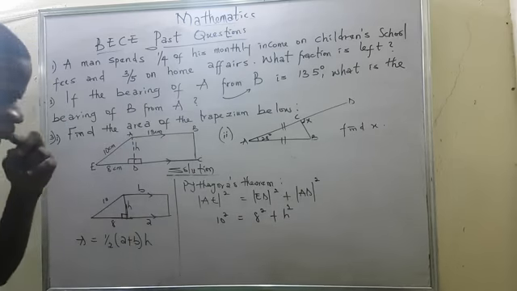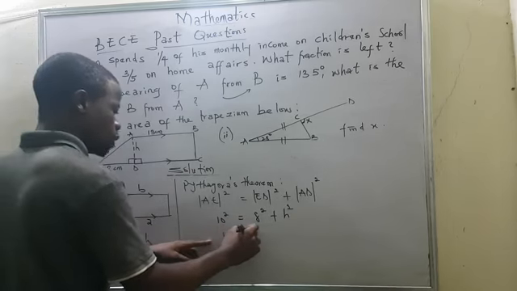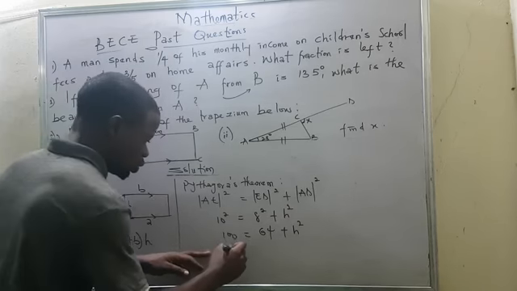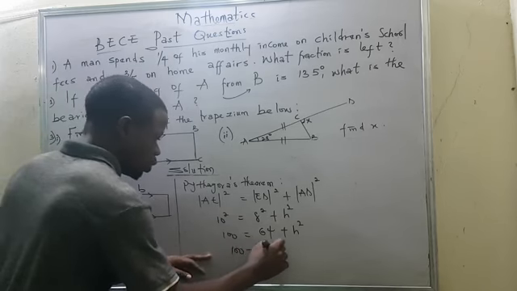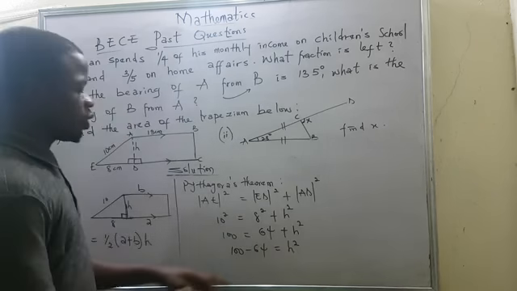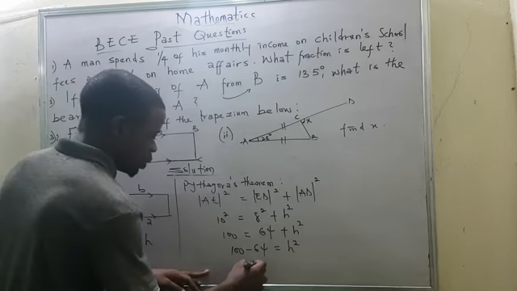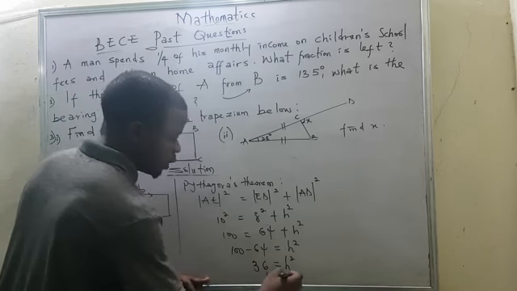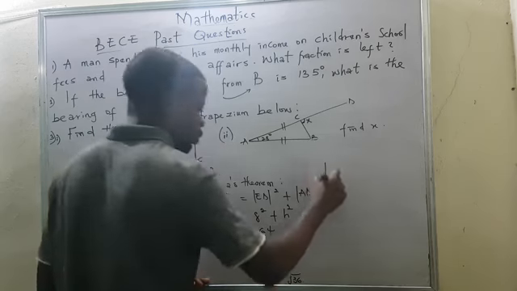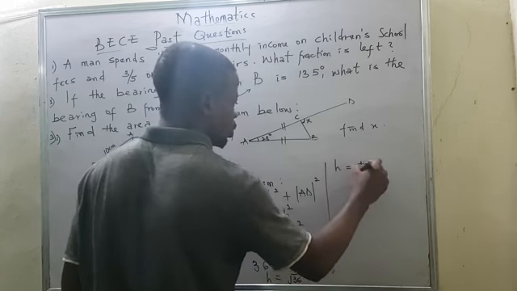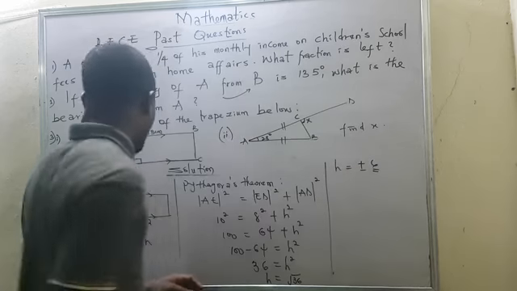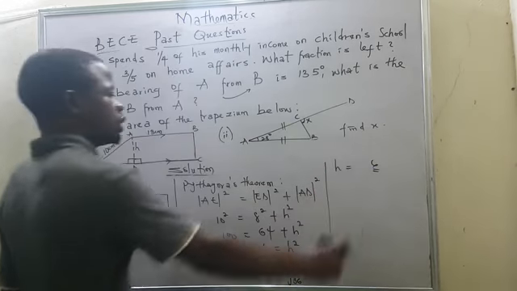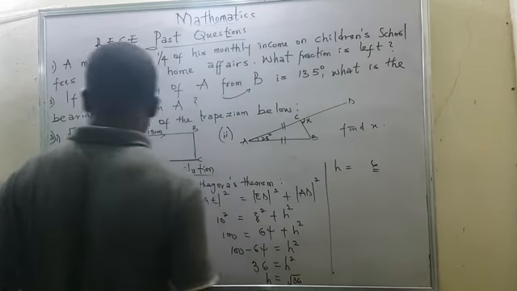We don't have this, that's H. So that will be 100 can be equal to 64 plus H squared. So collecting like terms, 100 minus 64 can be equal to H squared. If you remove this from this, that will be 36 can be equal to H squared. So H here will be equal to the square root of 36. So our H can be equal to plus or minus 6. But here, because we are dealing with height, it will be positive. So we go with 6. Answer is 6.